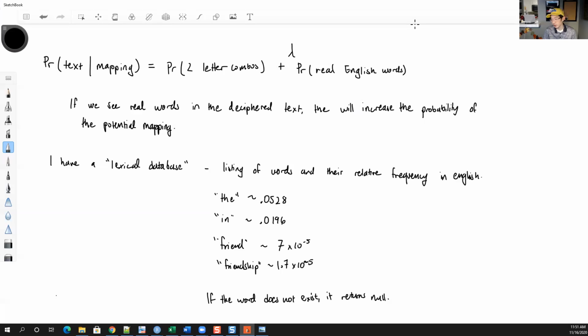I've got to clean it up a little bit, and we will apply that to try to decipher some kind of text message.